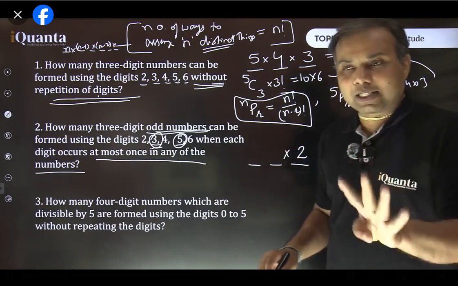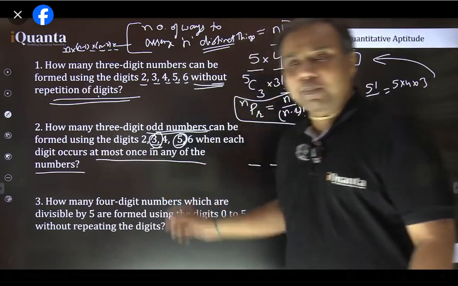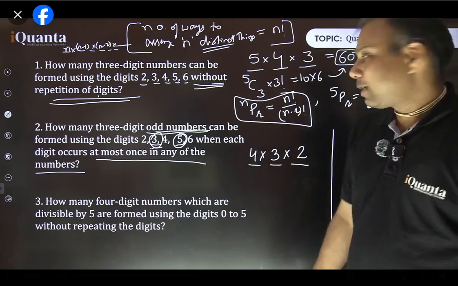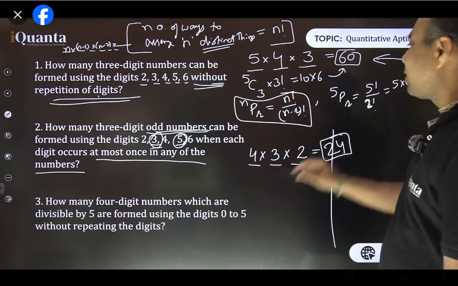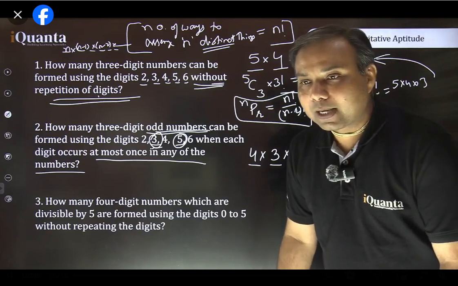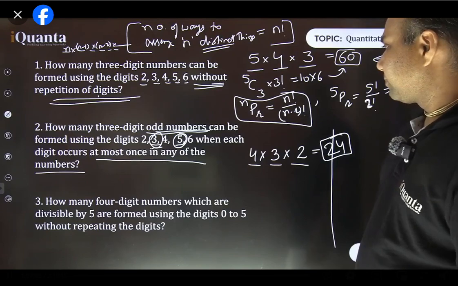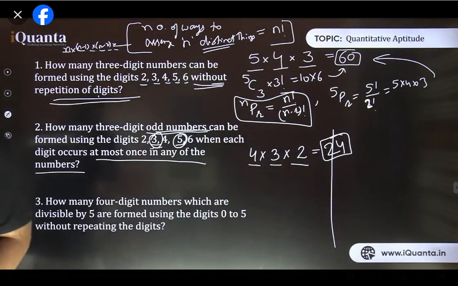Now I'm left with 4 digits remaining. And for those 4 digits, there is no other constraint other than that they should not be repeated. So this place can be filled in 4 ways and then the remaining one in 3 ways. So 4 into 3 into 2, that makes it how much? 24. So there are exactly 24 numbers which will be odd. Okay? Is it clear? Don't make any silly error.